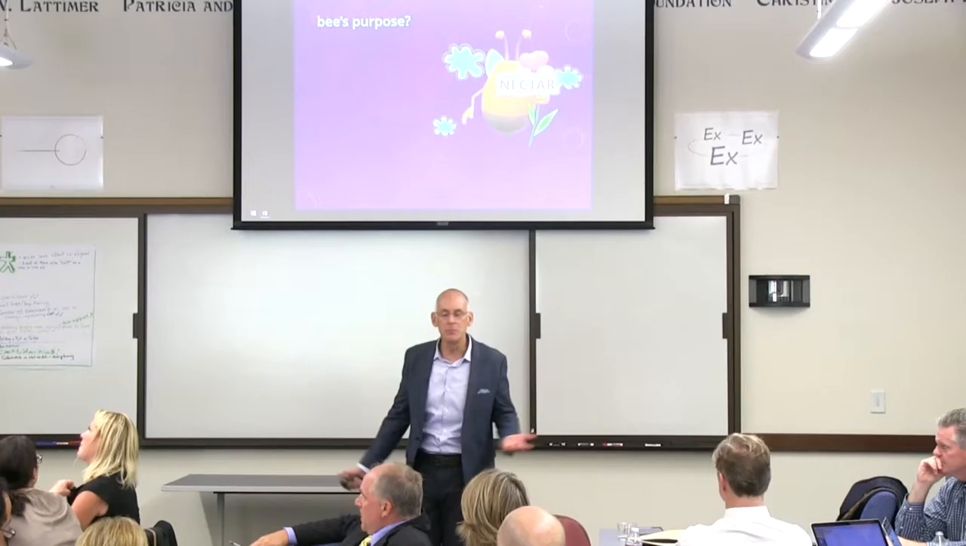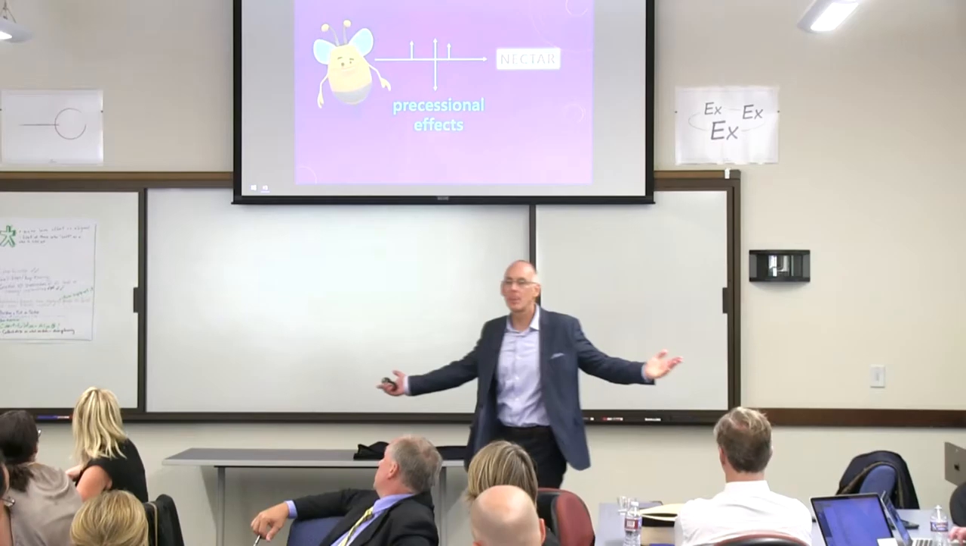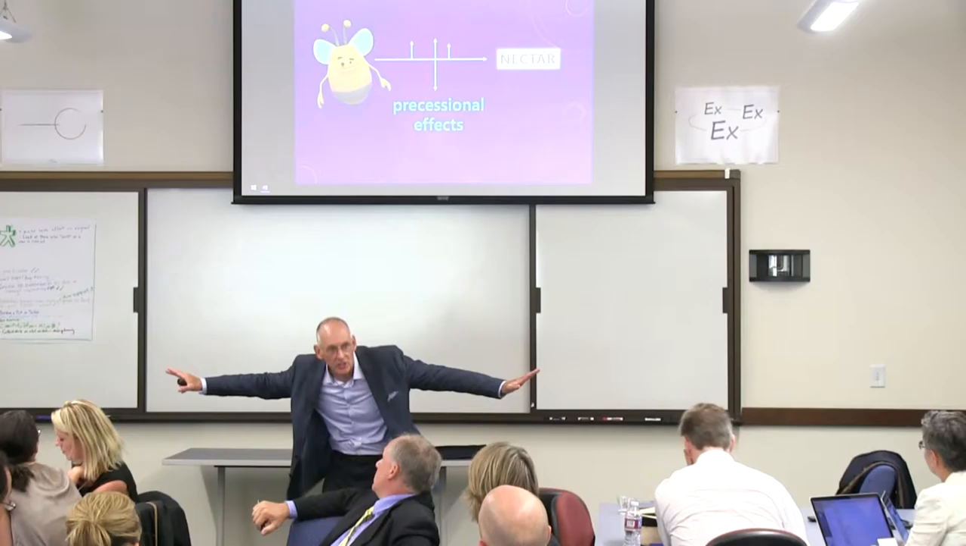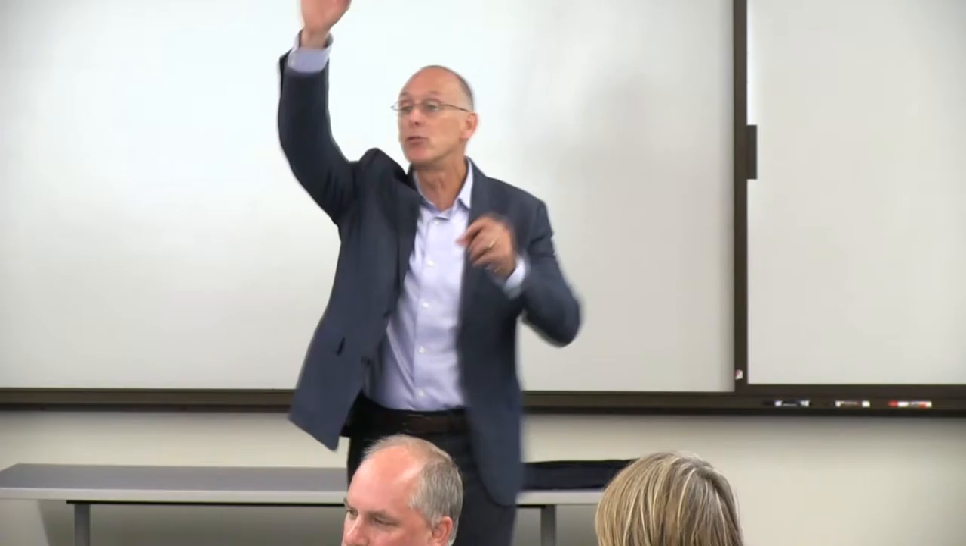So then what do we do with the answer called pollination? Let me introduce you to a phrase you may or may not know, called precessional effects. What's it called? Precessional effects. Pollinating is a precessional effect. Now, in the laws of physics, precessional effects happen at right angles. For some people who love geometry, that's really cool. And it's significant to our understanding of our model. When you drop a pebble into water, what do you notice? Ripples. Precessional effect.